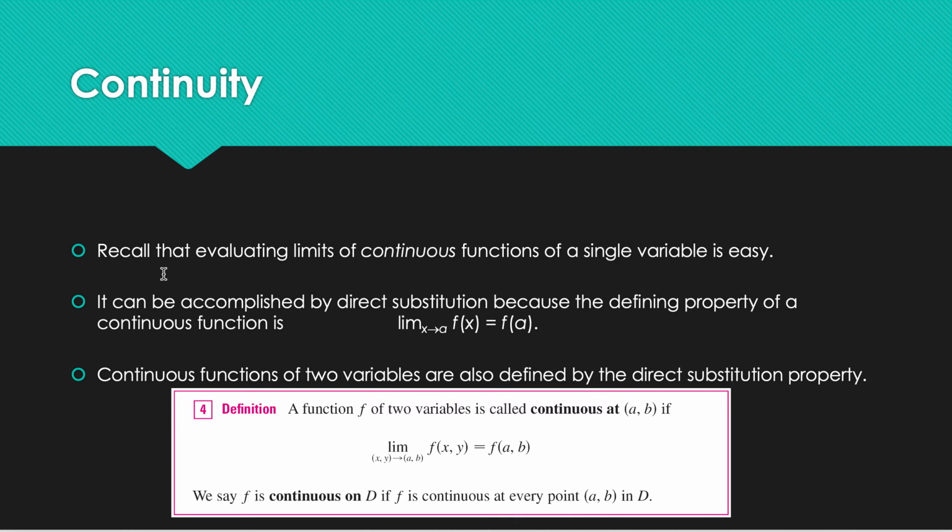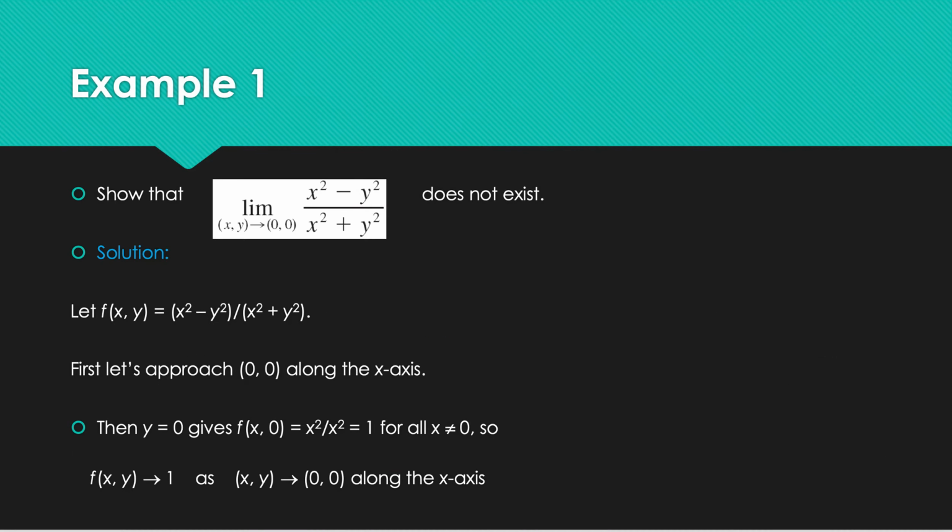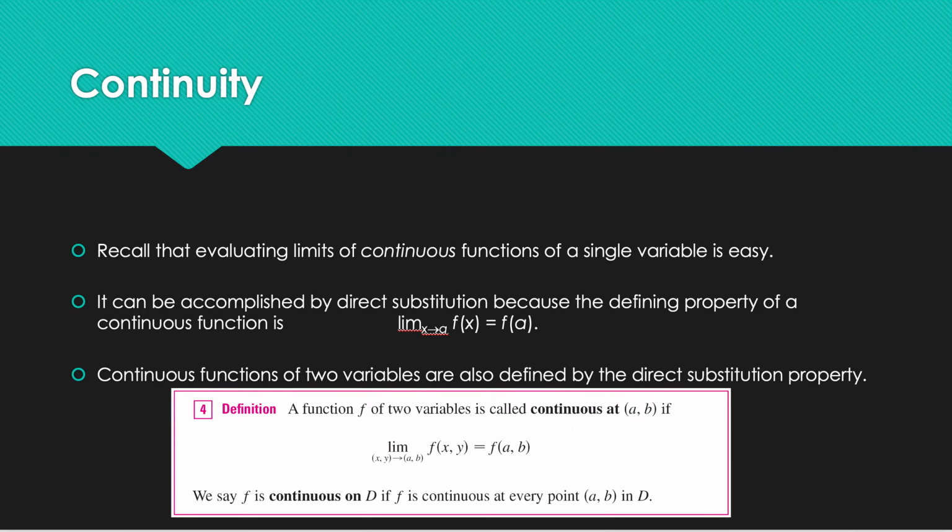And so continuity means that if I evaluate a limit of a continuous function, then that's always easy. Continuous functions always have a limit. It can be accomplished by just plugging in. So I can just plug in my 0, done. Continuous functions of two variables also allow you to direct substitute. So I could not direct substitute in this problem because I got 0 over 0. If you don't get an indeterminate form, you can just plug the numbers in and what you get out is your answer.